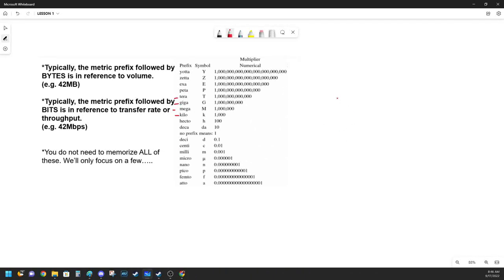Now, remember how Scott earlier said that CompTIA exams are going to be obnoxiously precise, right? These are metric prefixes, and we're aware that metric system is based off of the number 10, right? But in the IT world, that is not true. So these metric prefixes are not based off of the number 10 alone. In IT, it's based off of 2 to the power of 10. Does anybody know what this is?